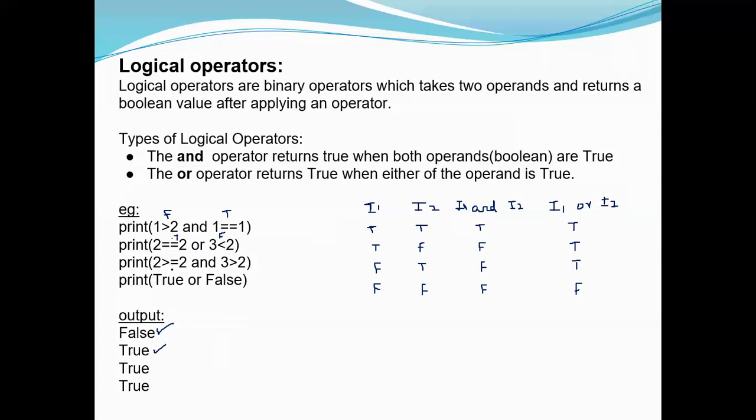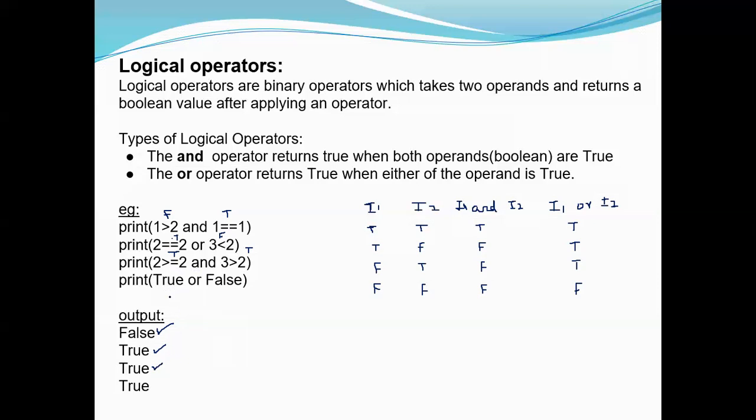Next, 2 greater than or equal to 2. Yes, 2 is equal to 2. 3 is greater than 2. Yes, 3 is greater than 2. True and true will give me true. Both are true, so the result will be true.